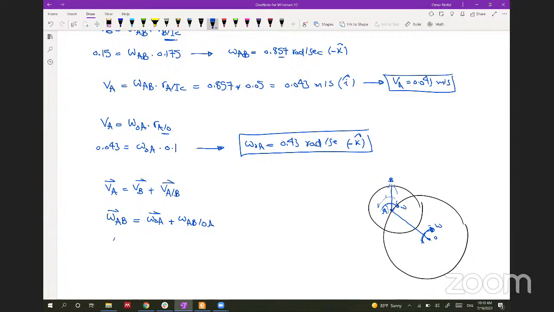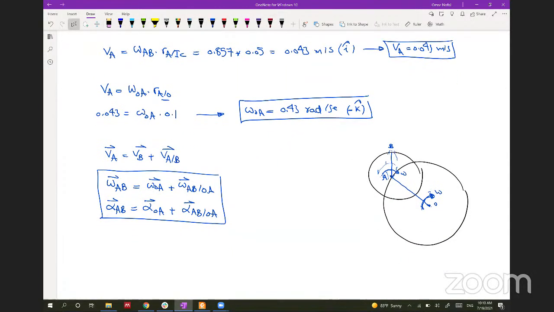And similarly, the acceleration of AB will be equal to the acceleration of OA plus the alpha of AB with respect to OA. So when you have a problem with two bodies that have different omegas and are attached at one point and are related, you will need to construct these two equations.